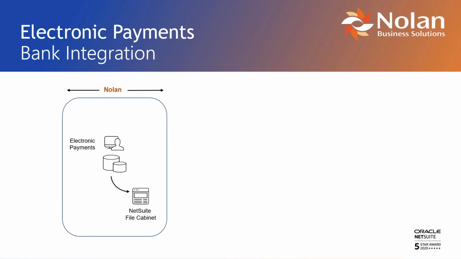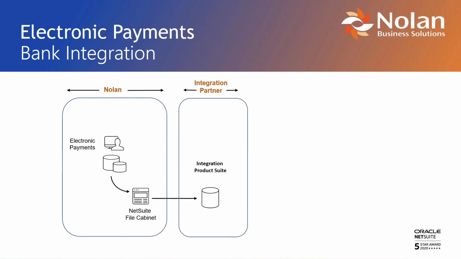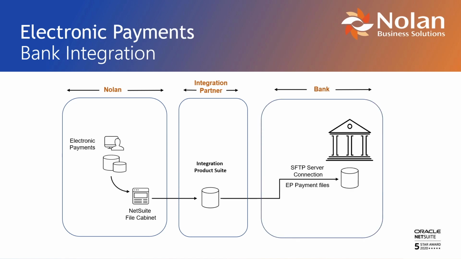And the idea is that with the Nolan SuiteApp, we handle all of the electronic payment process inside of NetSuite that results into a file in the NetSuite file cabinet. You can leverage an integration partner. Some that come to mind would be Celigo, Dell Boomi. We also have a strategic partner, Tierra Consulting, that we work with that will help facilitate the file transmission between the NetSuite file cabinet and your bank's SFTP server. So that is also an option to help facilitate that transmission.